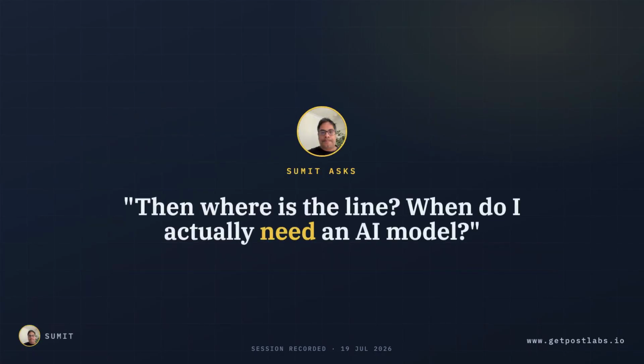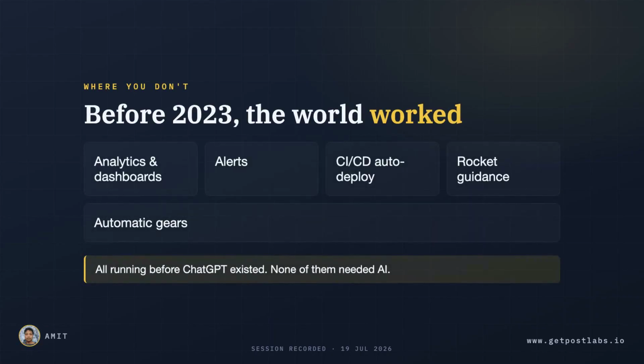Okay, so loops and conditions are already a brain. Then where is the line? When do I actually need an AI model? First, see where you don't. Analytics, dashboards, alerts, CI/CD. You commit your code and it deploys itself. None of that needs AI.